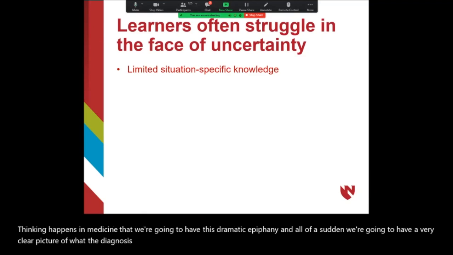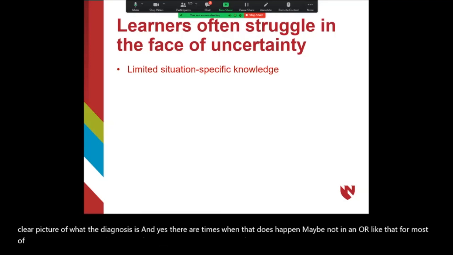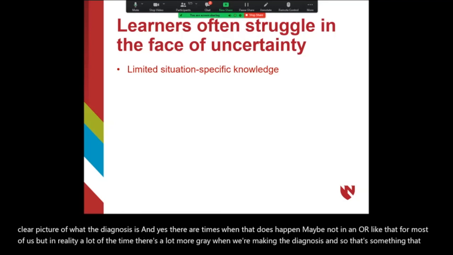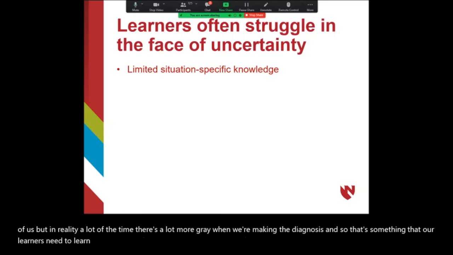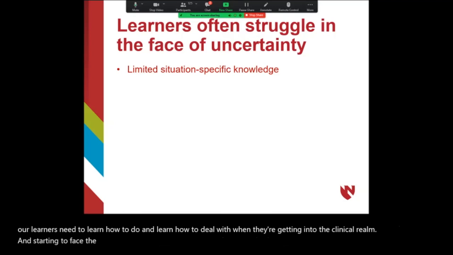And yes, there are times when that does happen, maybe not in an OR like that for most of us, but in reality, a lot of the time, there's a lot more gray when we're making a diagnosis. And so that's something that our learners need to learn how to do and learn how to deal with when they're getting into the clinical realm and starting to face the realities of what clinical medicine is.